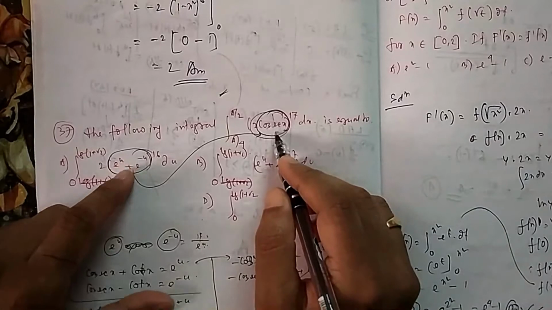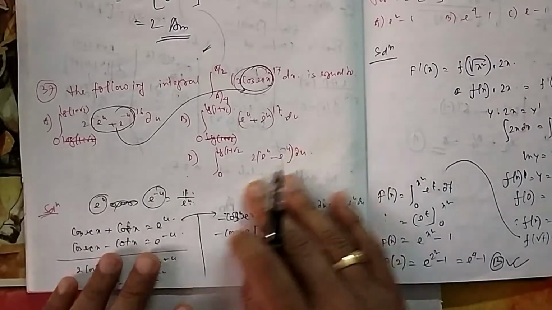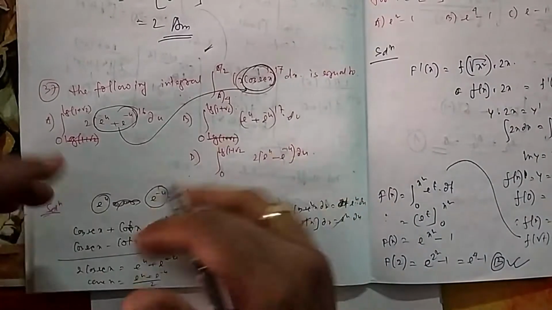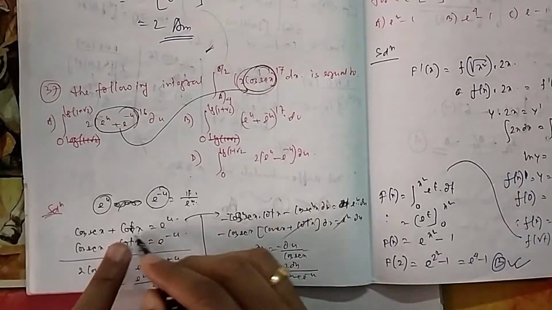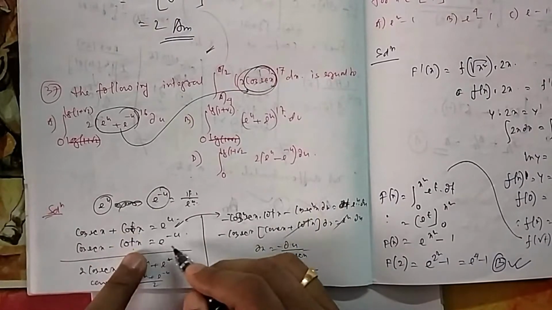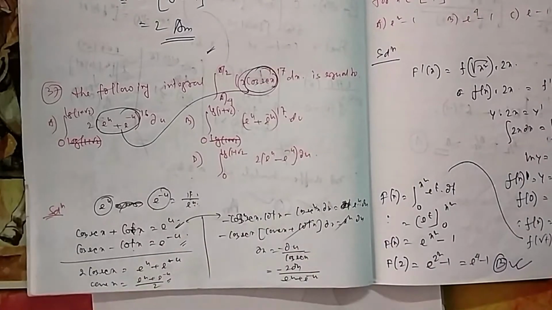From what property of cosec do you get this one? The inverse of this one will also involve cosec, that is, sec plus tan inverse is sec minus tan. Similarly cosec plus cot inverse is cosec minus cot. So if you take cosec plus cot as e to the power u, then cosec minus cot will be e to the power minus u. From here if you solve cosec, it is (e to the power u plus e to the power minus u) by 2.